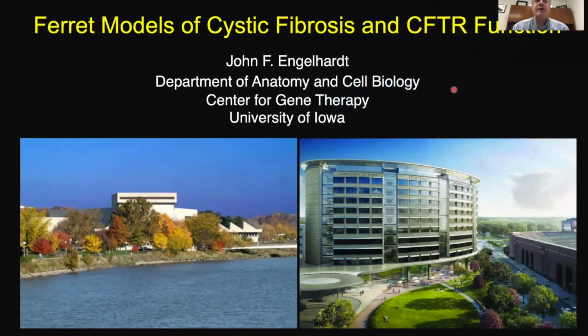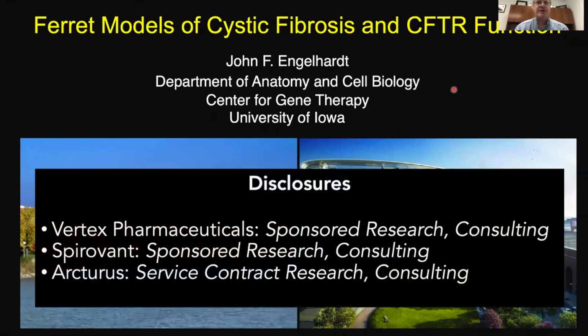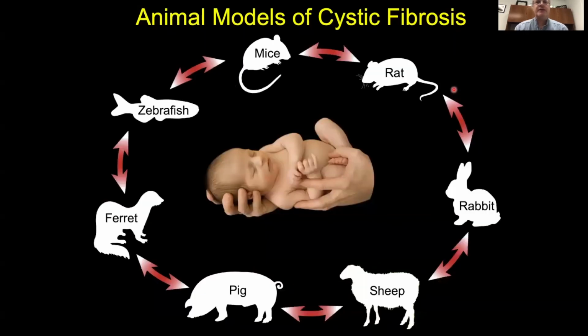I'd like to thank the organizers for inviting me to present our work. I'm going to be discussing today the use of genetic ferret models to understand CFTR function and CF pathogenesis. These are my disclosures. We are lucky as a field to have 7 animal models of cystic fibrosis.